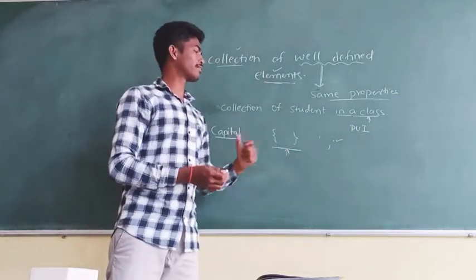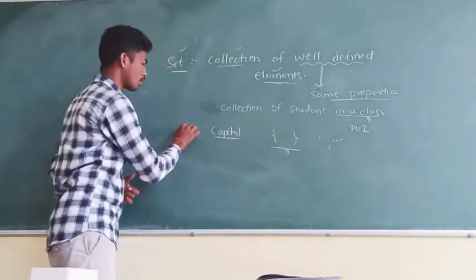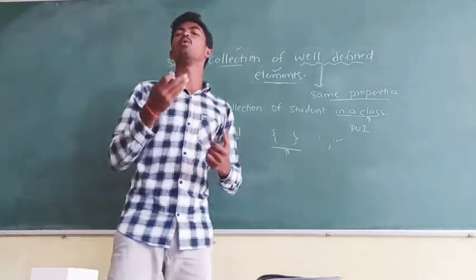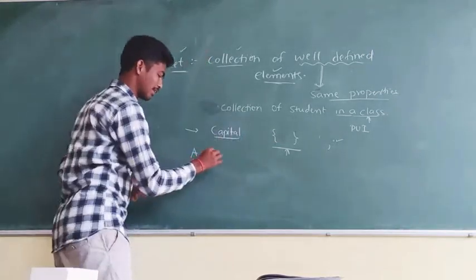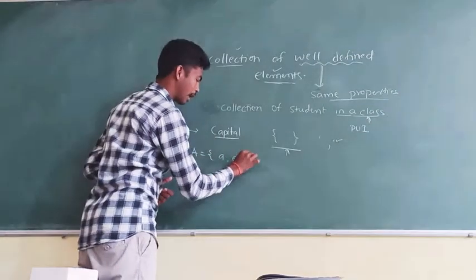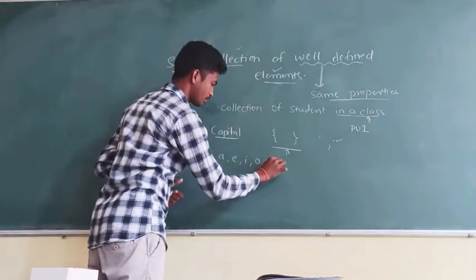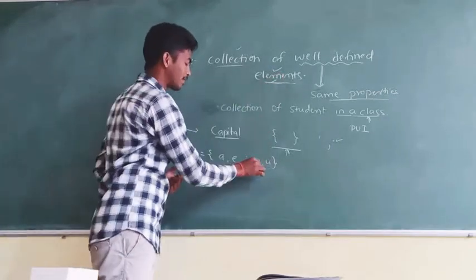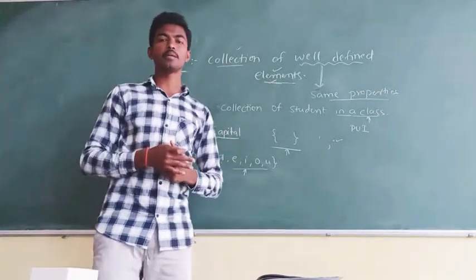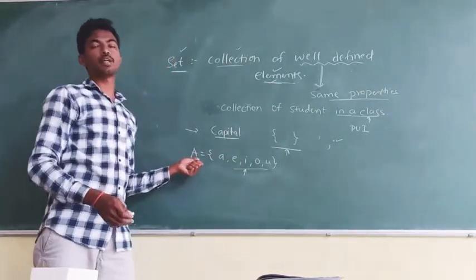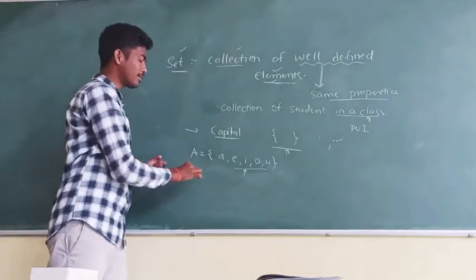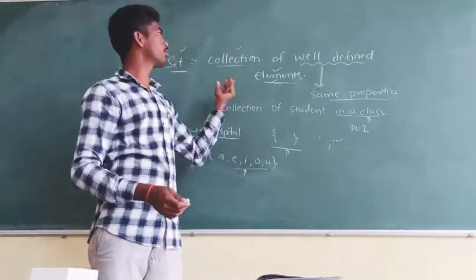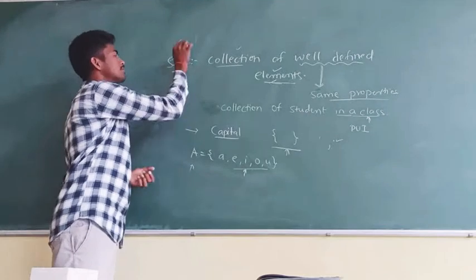So let us take one example with these rules. A is a set containing the vowels in the alphabet. Vowels, as we know, are a, e, i, o, u. And one more rule here: we need to represent the name of the set by a capital letter, whereas the elements of the set are represented by small letters. These rules are to be followed when writing a set.